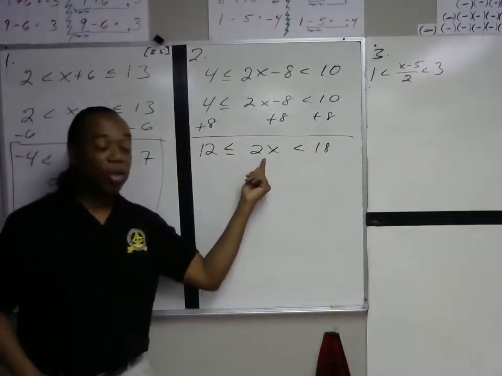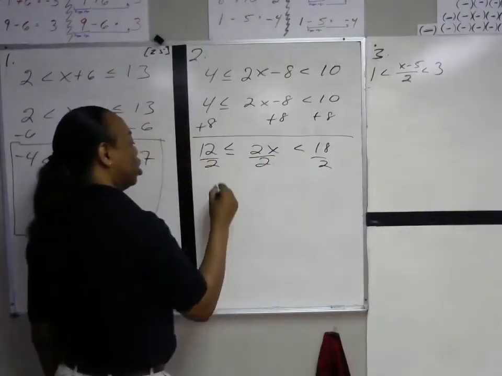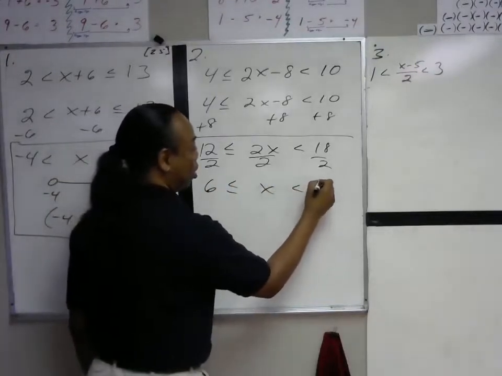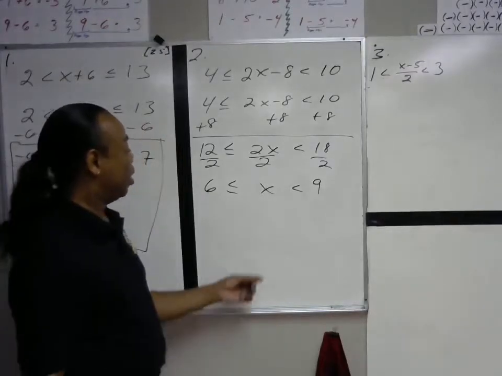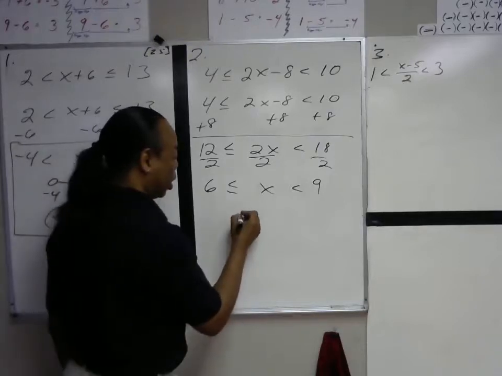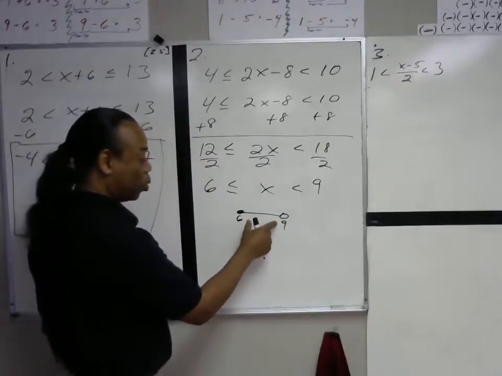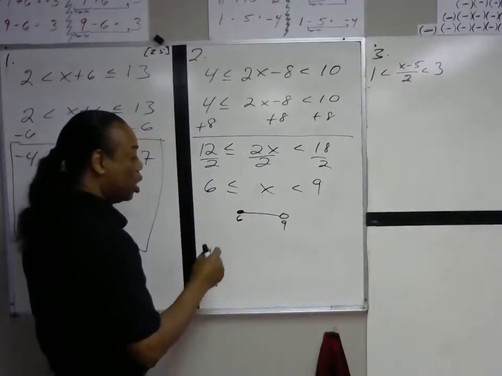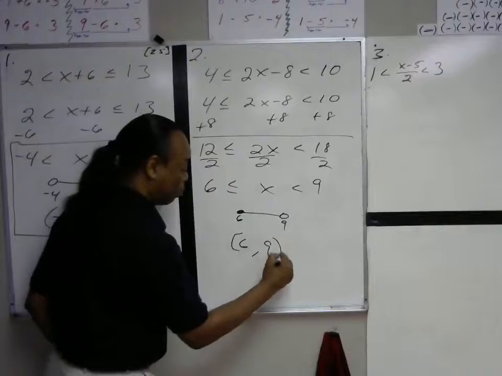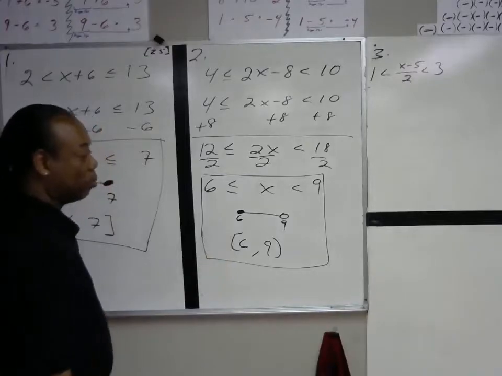Then from there, I'm going to divide all sides by 2, and what we'll get is 6 less than or equal to x less than 9. This is our set notation solution. We also want the graphic solution, which will be a line segment closed at 6 and open at 9. So it's all the numbers between 6 and 9, including 6. Then the interval notation will be bracket 6 to 9 parentheses. Make sure to write all three of your answers here.